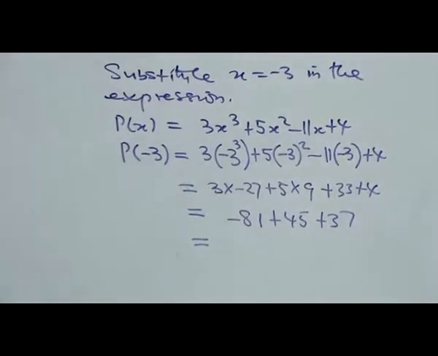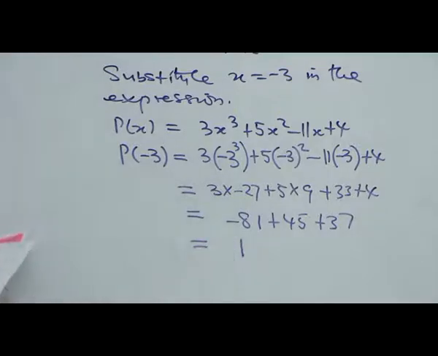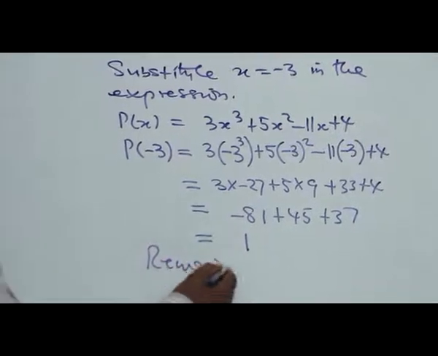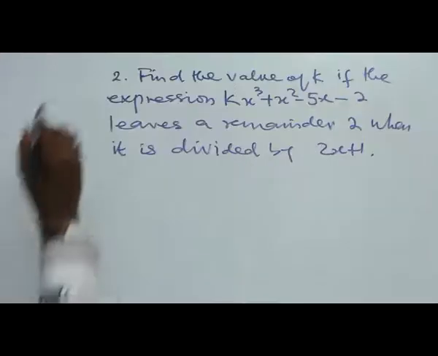So you add this to give us the solution. What will be your answer? The final answer will be equal to 1 if you simplify this. So this is the remainder. So the remainder is equal to 1.